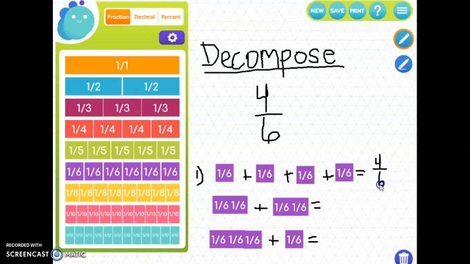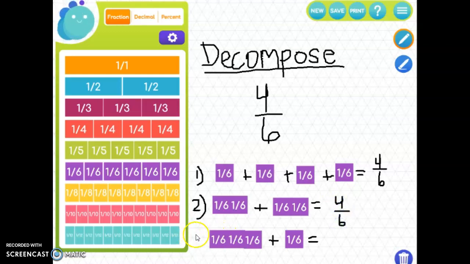Or we could do like the second line here. Now see, I've put these 1/6 together so they equal 2/6. So 2/6 plus another 2/6 would equal 4/6 again.